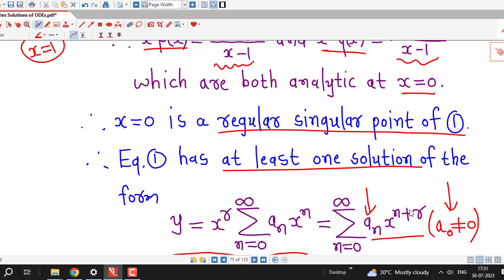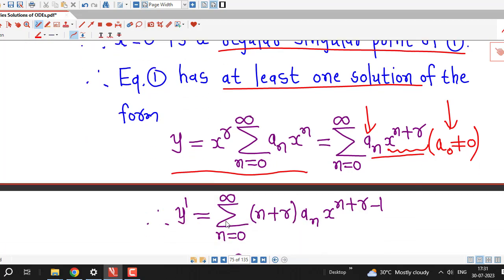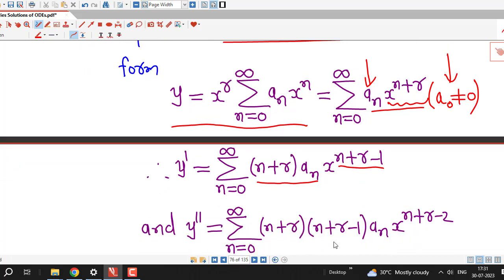To write down the first derivative, we will consider a_n as constant, and the derivative of x raised to n plus r is (n plus r) times x raised to n plus r minus 1. That is our y dash. n will take the same values, 0 to infinity. For the second derivative, this quantity is constant. Here (n plus r minus 1) will come again, this x, and x raised to n plus r minus 2. So (n plus r)(n plus r minus 1) a_n x raised to n plus r minus 2.